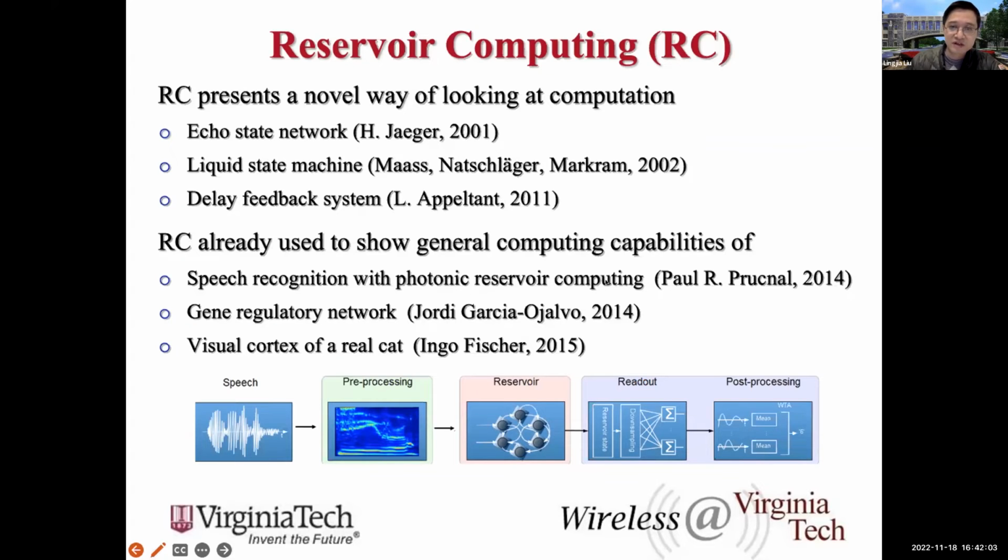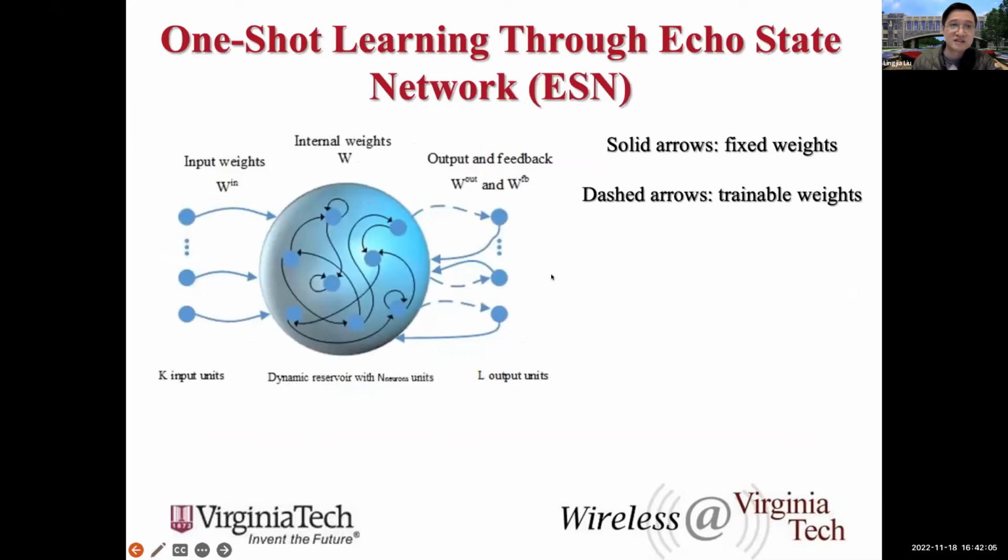What makes reservoir computing special is that if you look at this echo state network, it has three layers. You have the input layer, the internal reservoir layer, and the output layer. Among these, if you look at how many weight matrices there are, there are 4 weight matrices: input weight matrix, internal weight matrix, output weight matrix, and feedback weight matrix. Among these 4 weight matrices, there's only 1, the output weight matrix, that is trainable. All other things are fixed, random and fixed.